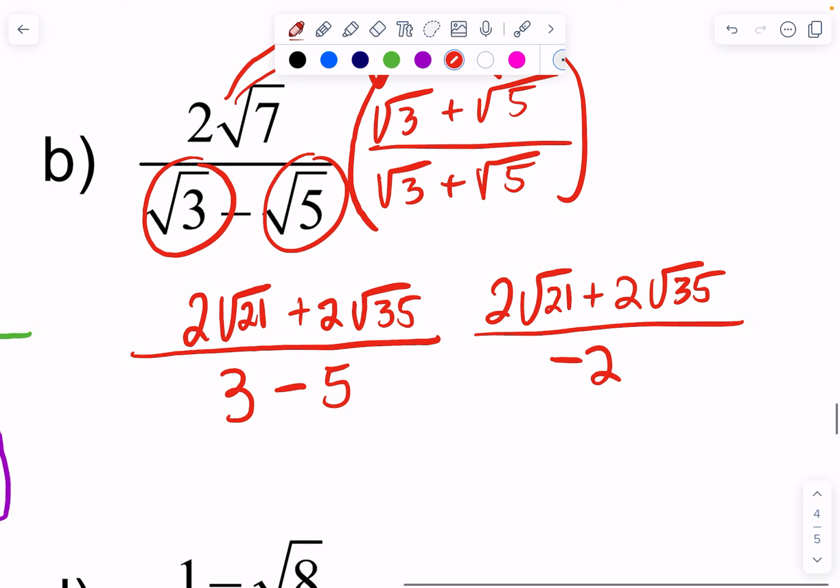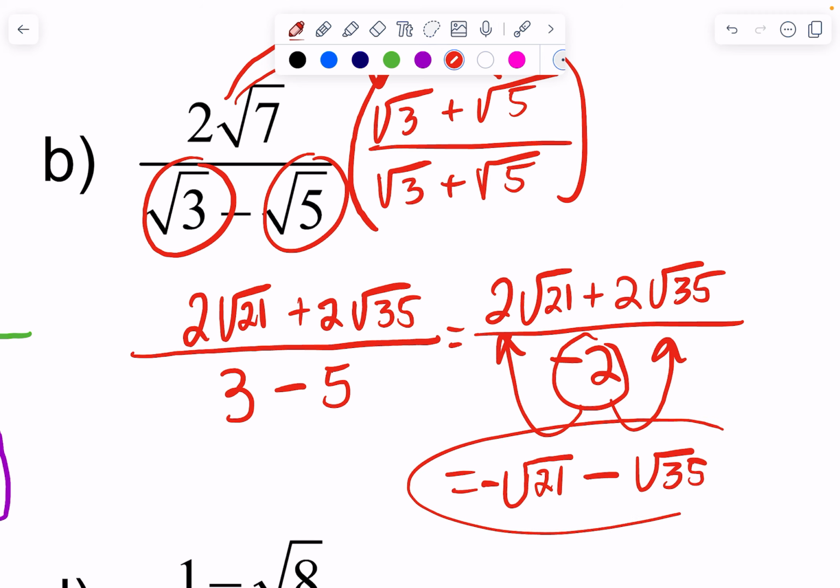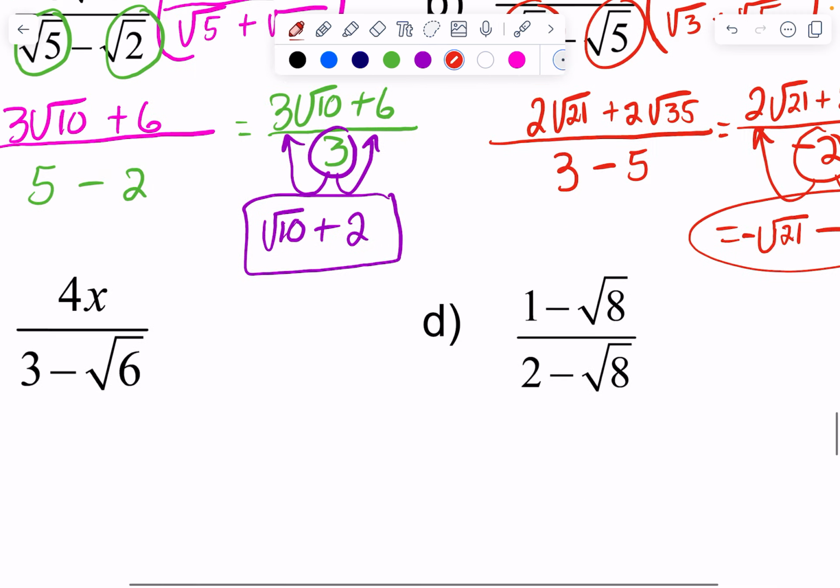Remember the distribution property of division. This negative 2 gets divided to both this term and that term, rendering me with negative square root of 21 minus square root of 35, because a positive divided by a negative is a negative. Let's go.